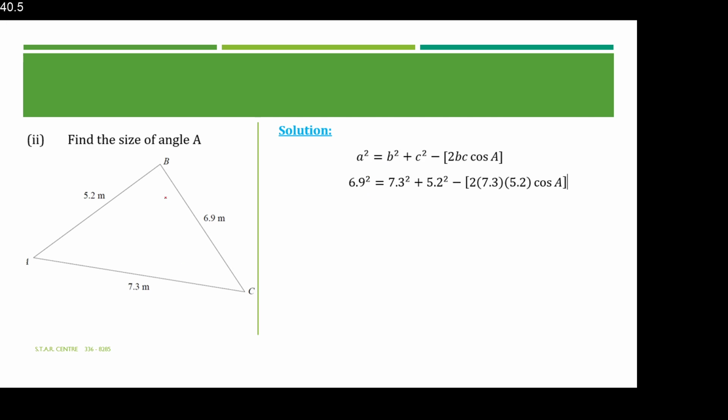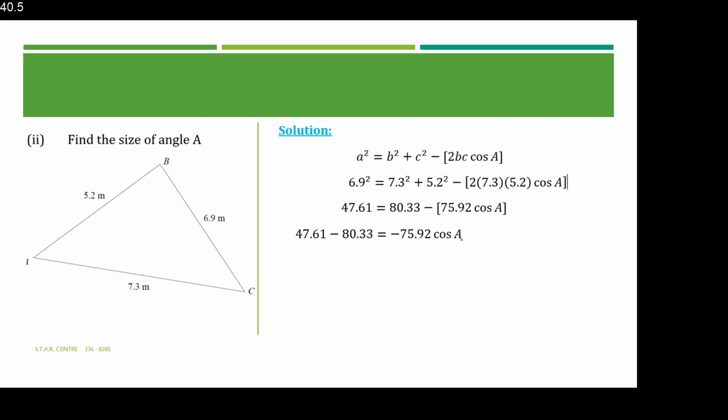B squared, B is the side opposite angle B, which is 7.3, and so that would be 7.3 squared. And C is the side opposite angle C, which is 5.2, so 5.2 squared. Minus 2 by 7.3 by 5.2 cos of A. So simplifying our values, we would have on the left hand side 47.61 equal, adding these values would give 80.33, and working out this in brackets, the 2 by 7.3 by 5.2 gives 75.92, and we have cos A.